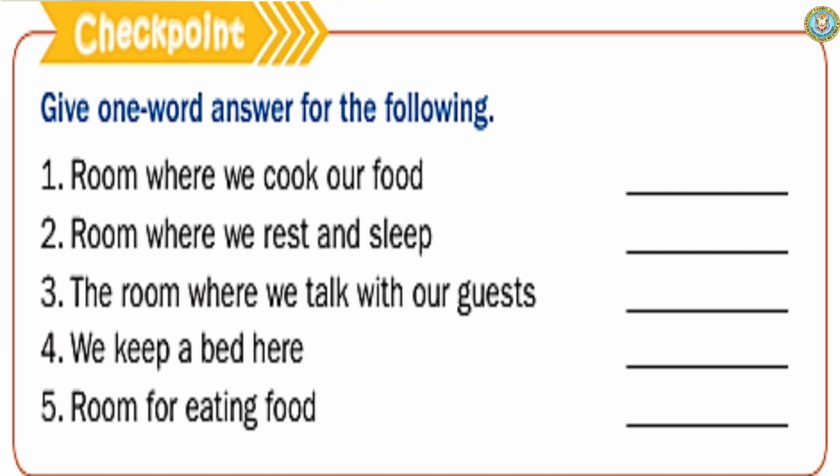I will read all the questions. Give one word answer for the following. Look at the first question, children. Room where we cook our food. Where we cook our food, children? Yes, in the kitchen. So the answer is kitchen. The spelling of kitchen is K-I-T-C-H-E-N. Kitchen. Right, in the opposite direction there is given blank, no? There you write the answer K-I-T-C-H-E-N. Kitchen.